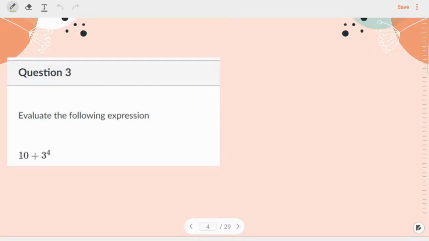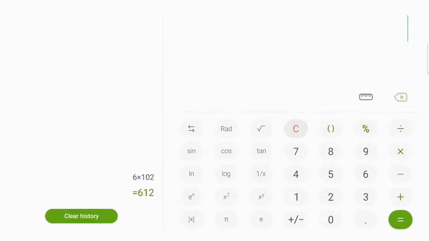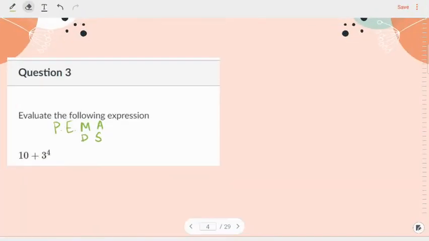Evaluating 10 plus 3 to the 4th power. Remember to use order of operations: parentheses, exponents, multiplication and division at the same time, then addition and subtraction. So don't do that addition first. Make sure you do the exponent. So 3 to the power of 4 is 81. So 10 plus 81 gives me a grand total of 91, and that would be my final answer.